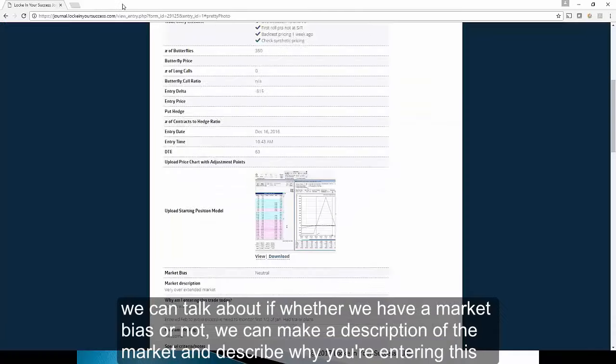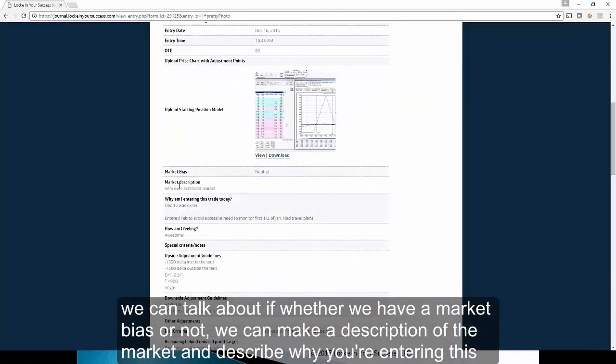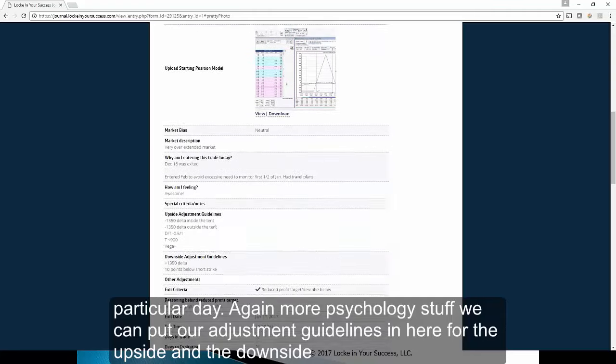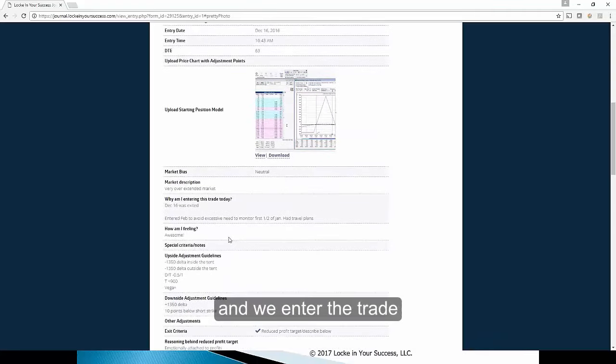We can talk about whether we have a market bias or not. We can make a description of the market, describe why you're entering this particular day. We also, again, have more psychology stuff. We can put our adjustment guidelines in here for the upside and the downside, and we enter the trade.